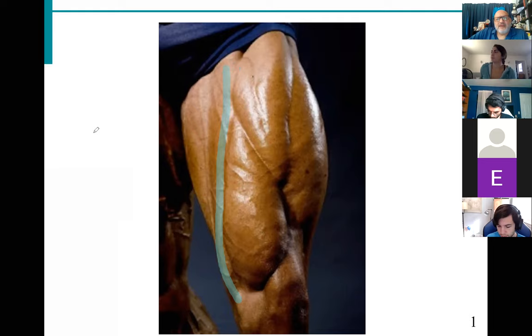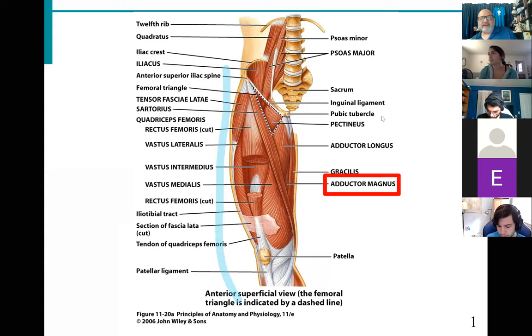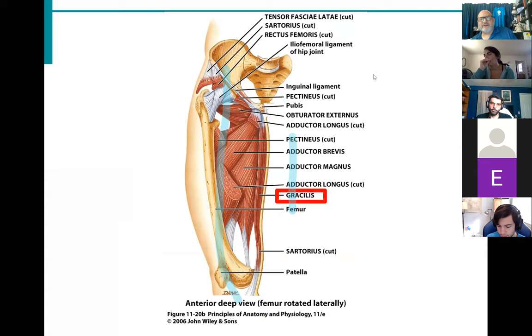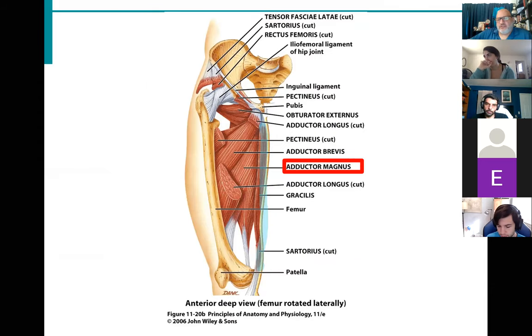Is it more deep? No, remember, it's the most medial muscle, so it is definitely superficial. And there is a muscle behind, just deep to the gracilis. If we come back to this picture here, we'll get to that in a second. Notice again, here is our gracilis. Notice just deep to the gracilis. Oh, here we go, an even better picture. Here is our gracilis. And just deep to the gracilis is a muscle group known as the adductors.